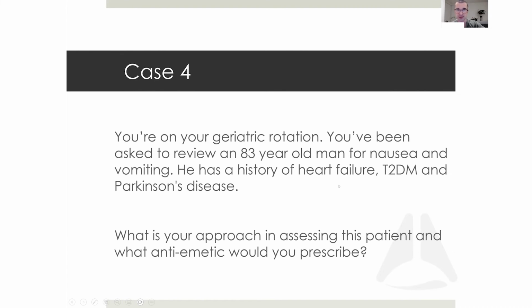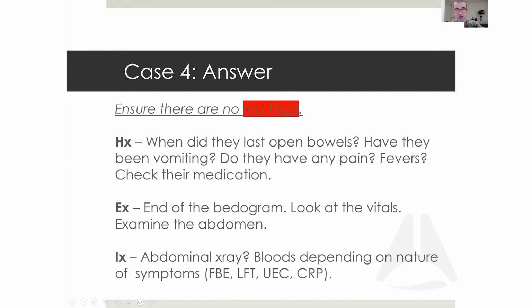Examination in an instance like this would be very much an end-to-end look, having a look at the vital signs to make sure they're hemodynamically well, make sure they're safe, and then conducting an abdominal examination just to make sure that they don't have any abdominal pain and there's not a more sinister cause of this patient's nausea and vomiting. And then your investigations are very much determined by what you find. But typically, if you're worried about an obstruction, you get an abdominal x-ray, and your bloods very much are determined by the nature of the symptoms.